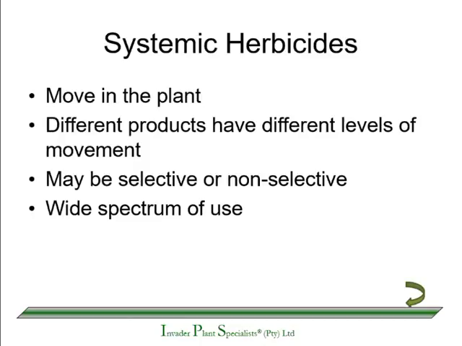We can enhance the mobility of the herbicide by applying late season when the plant's about to start losing its leaves, and then the movement gets enhanced through the roots as it travels with the phloem down to the root systems. They may be selective and non-selective, and they are used in a broad spectrum of uses.